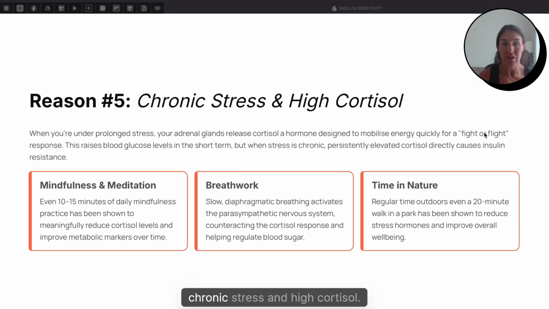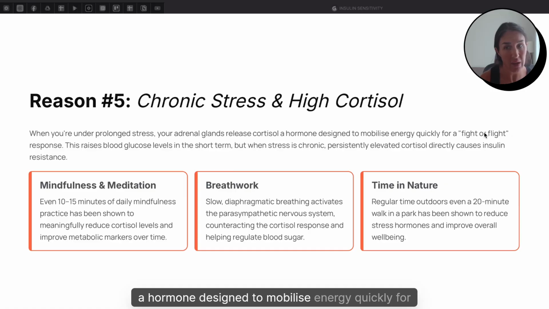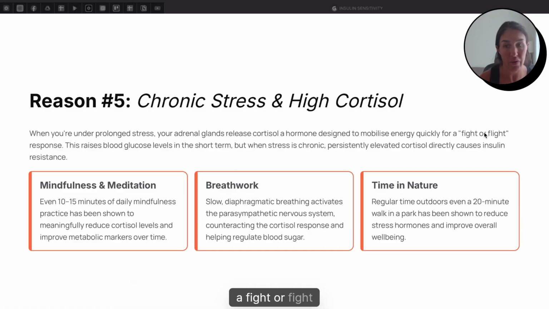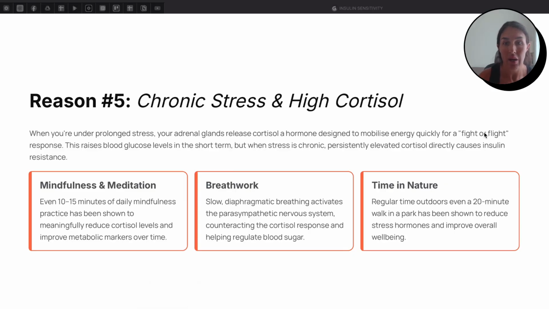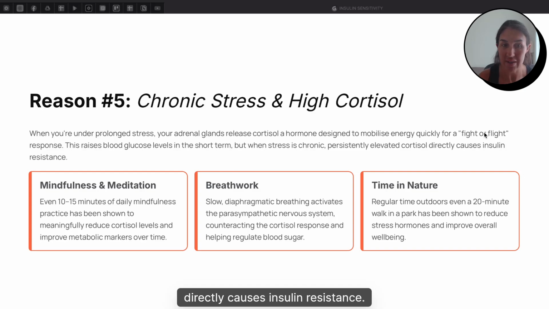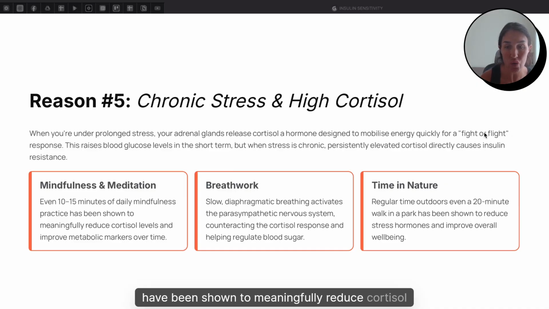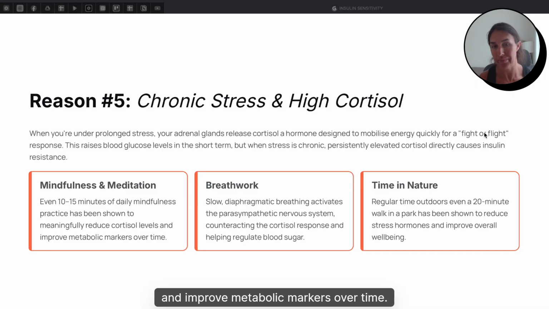Number 5, chronic stress and high cortisol. When you're under prolonged stress, your adrenal glands release cortisol, a hormone designed to mobilize energy quickly for a fight or flight response. This raises blood glucose levels in the short term, but when stress is chronic, persistently elevated cortisol directly causes insulin resistance. So, mindfulness and meditation: even 10 to 15 minutes of daily mindful practice have been shown to meaningfully reduce cortisol levels and improve metabolic markers over time.